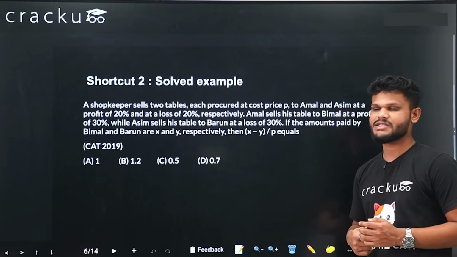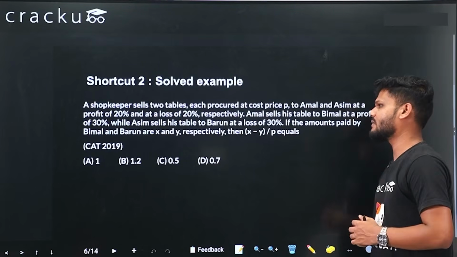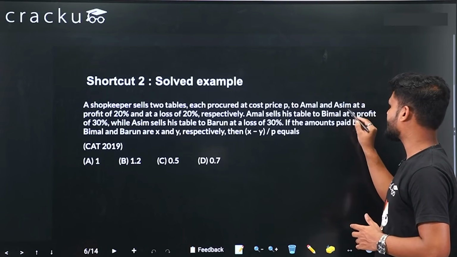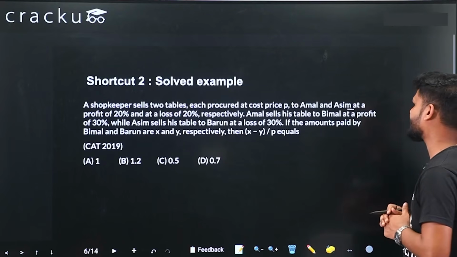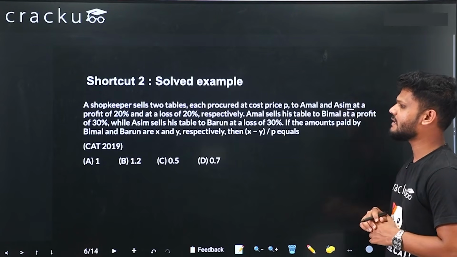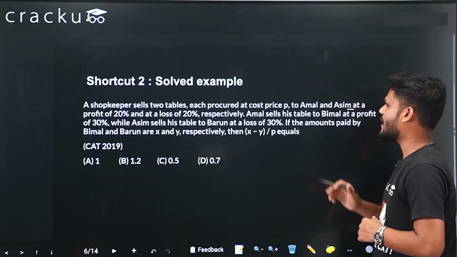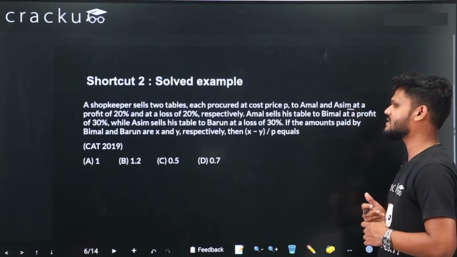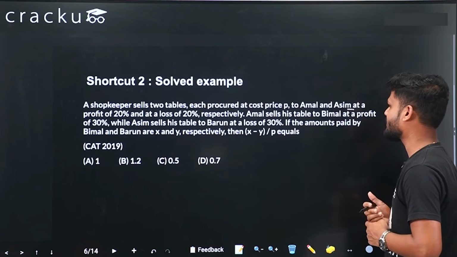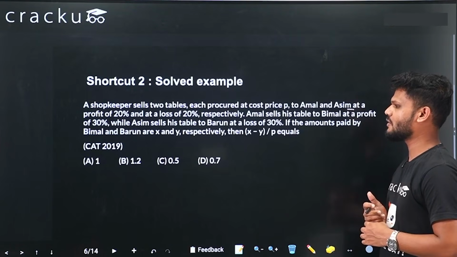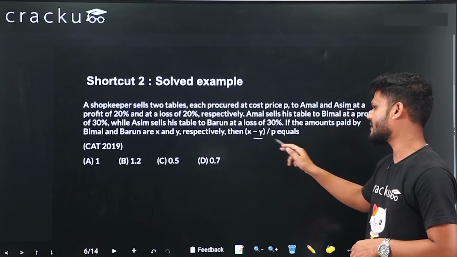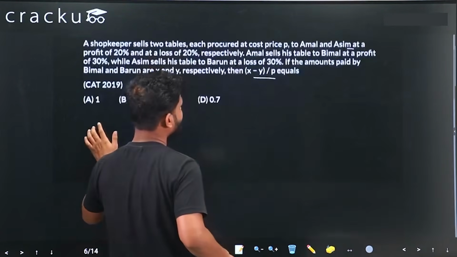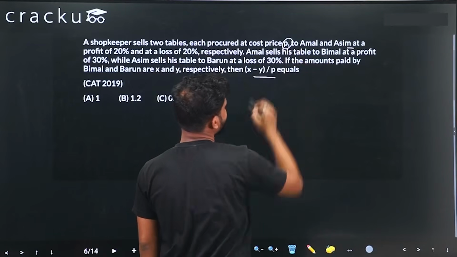Now in this one, what is told? A shopkeeper sells 2 tables, each procured at cost price P, to Amal and Asim. He sold those to Amal and Asim at a profit of 20% and at a loss of 20%. Amal sells his table to Bimal at a profit of 30%, while Asim sells his table to Barun at a loss of 30%. If the amounts paid by Bimal and Barun are x and y, find the value of (x minus y) by p. It's a big question, but here you just have to assume the values. What is the value you have to assume? Let us say p is equal to 100.